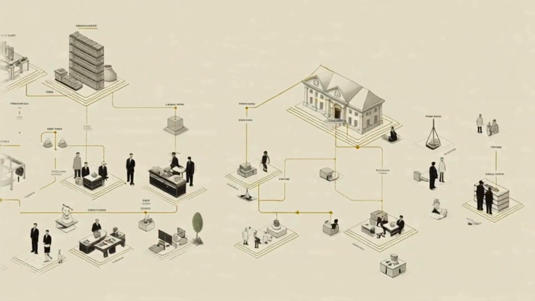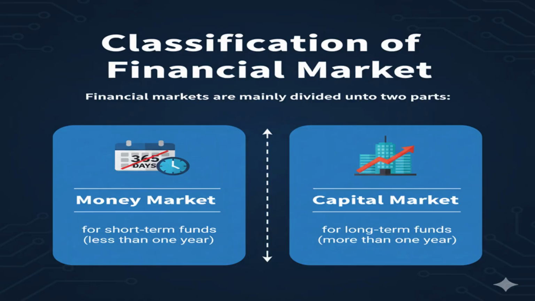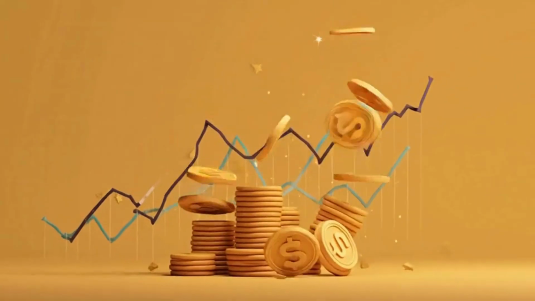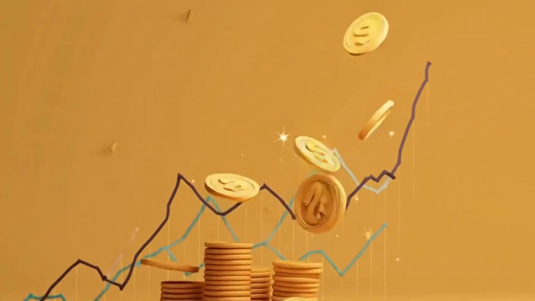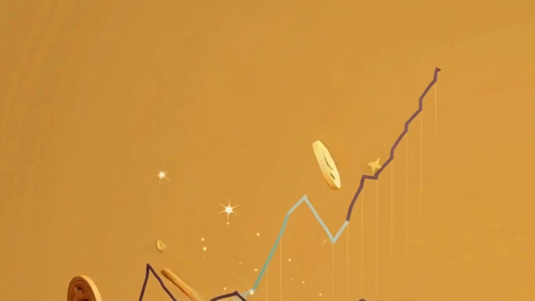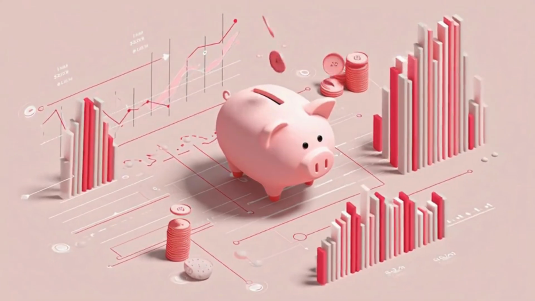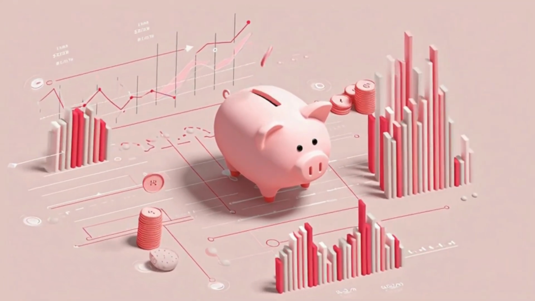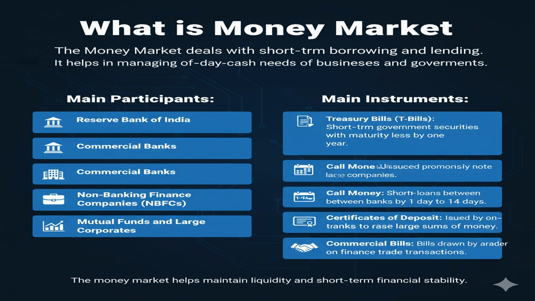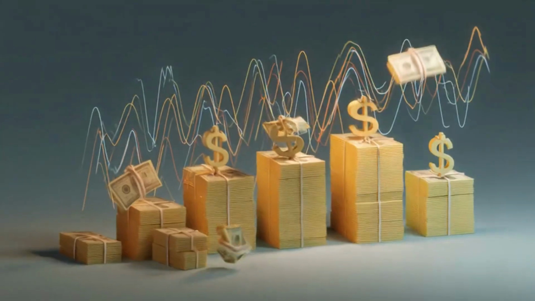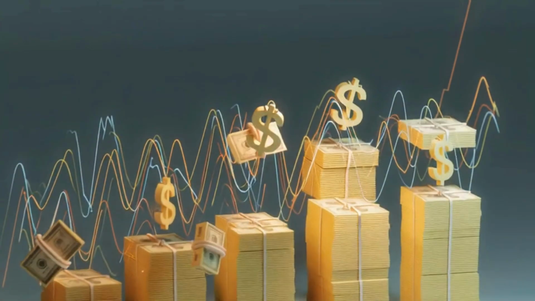Classification of financial market. Financial markets are mainly divided into 2 parts. Money market for short-term funds, less than 1 year. Capital market for long-term funds, more than 1 year. Let's understand both one by one. What is money market? The money market deals with short-term borrowing and lending. It helps in managing day-to-day cash needs of businesses and governments.